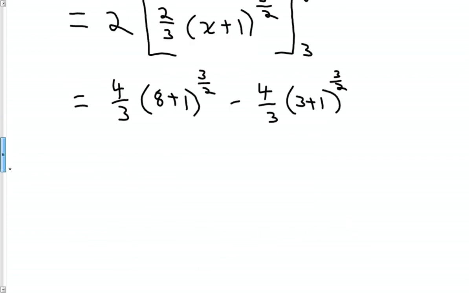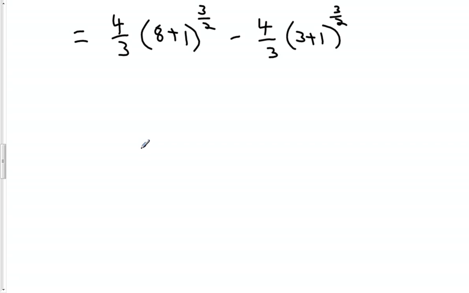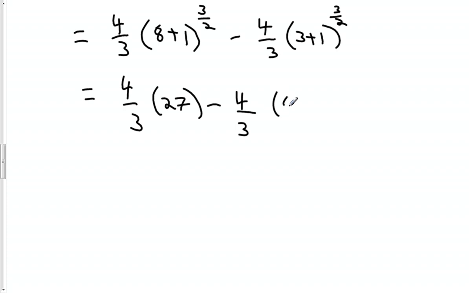And moving down here, let's see. That turns out to be, well, 8 plus 1 is 9, and 9 to the 3 halves power is 27. So we get 4/3 times 27 minus 4/3 times 8, since 3 plus 1 is 4, and 4 to the 3 halves power is 8. So this integral turns out to equal 76 over 3. So the area of that surface of revolution is 76 over 3.